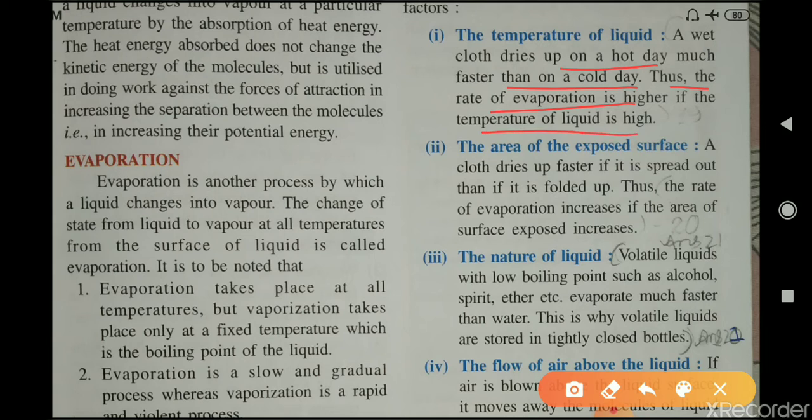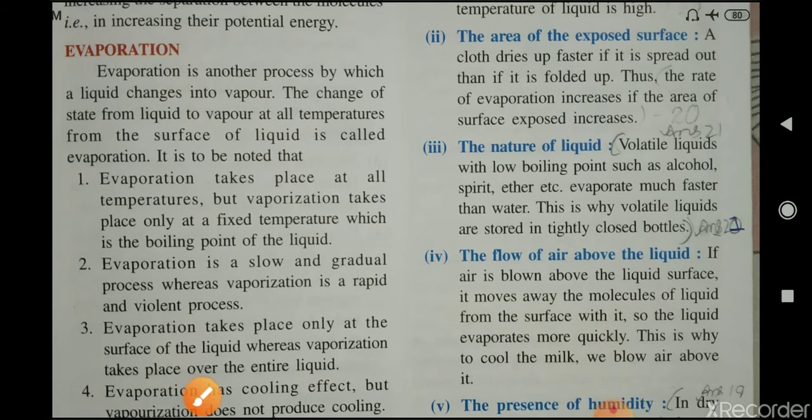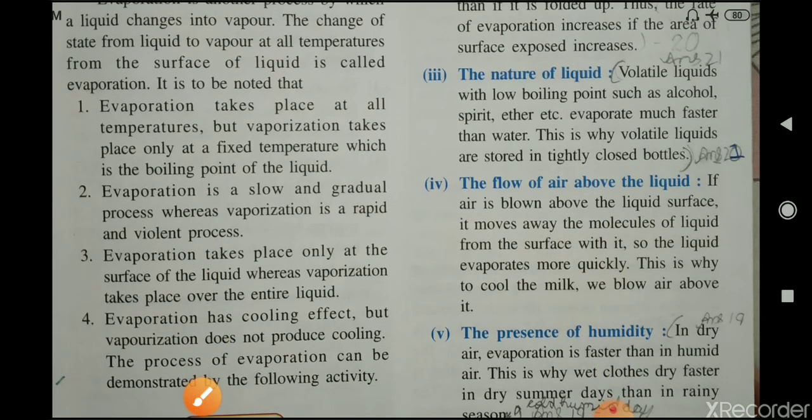Second, the area of the exposed surface. A cloth dries up faster if it is spread out than if it is folded up. Thus, the rate of evaporation increases if the area of the surface exposed increases. Third, nature of a liquid. Volatile liquids with low boiling point, such as alcohol, spirit, ether, etc., evaporate much faster than water. This is why volatile liquids are stored in tightly closed bottles.